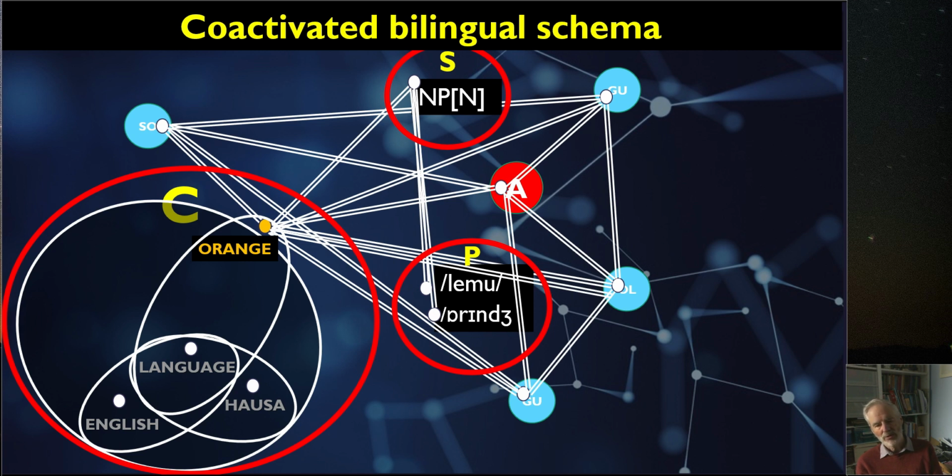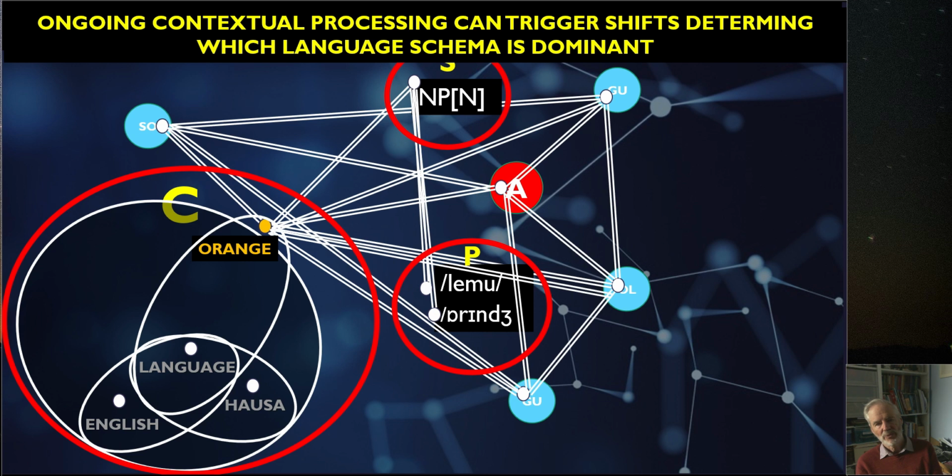And now we've talked about what's in the conceptual system here. And the question is, if everything is activated, how is it that one will tend to dominate over the other? So we are either understanding Hausa being spoken to us or English being spoken to us, and we are either speaking Hausa or we're speaking English.